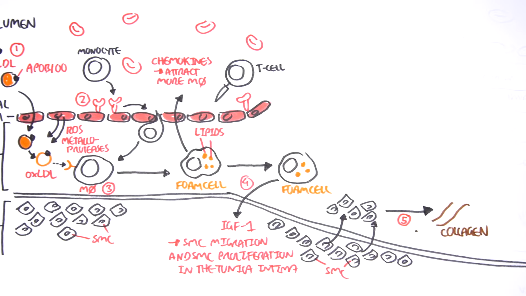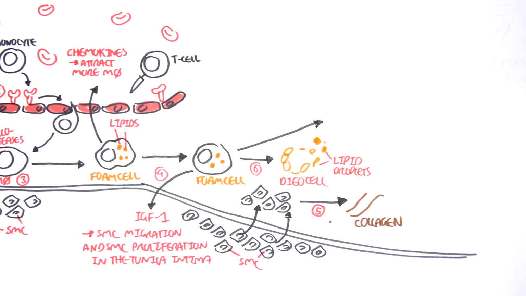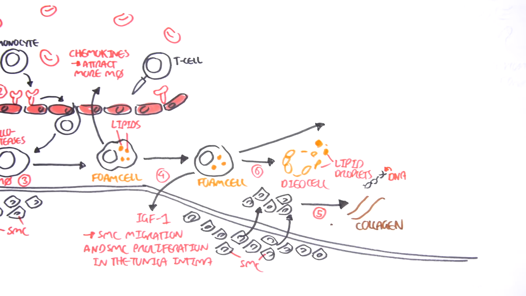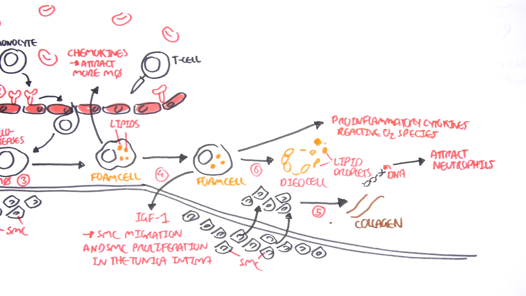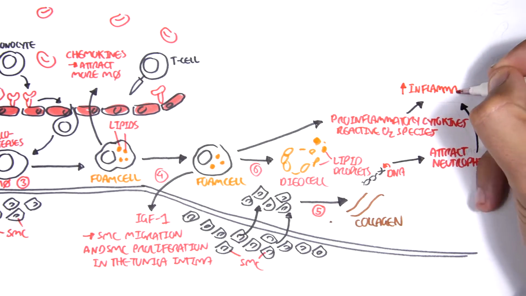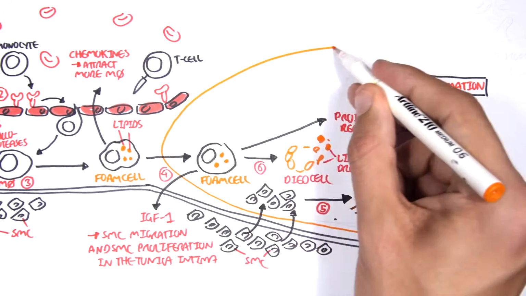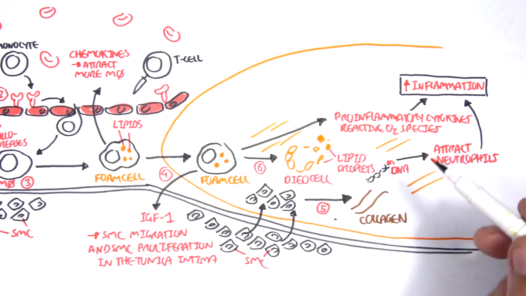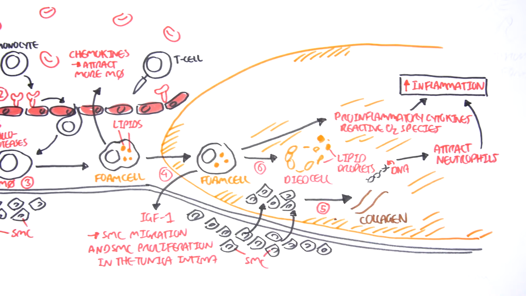Foam cells in step 6 can also die, and they will die, releasing their lipid contents, including DNA materials. This DNA material will actually attract neutrophils because it's actually inflammatory in this respect. Foam cells can also release pro-inflammatory cytokines and reactive oxygen species. And this, together with neutrophils, will increase inflammation in the area. And this area is actually now the plaque, because it's got foam cells, it's got dead foam cells, it's got collagen, it's got smooth muscle cells, it's got all this stuff, and this makes up the plaque.